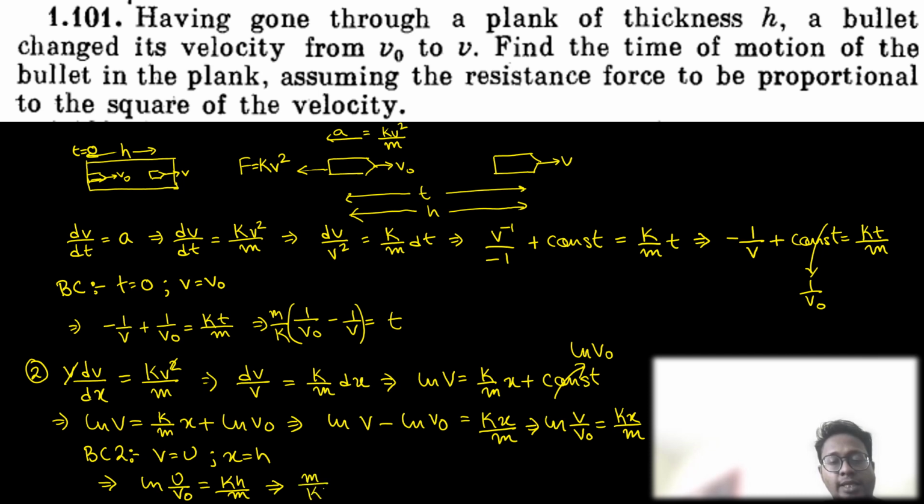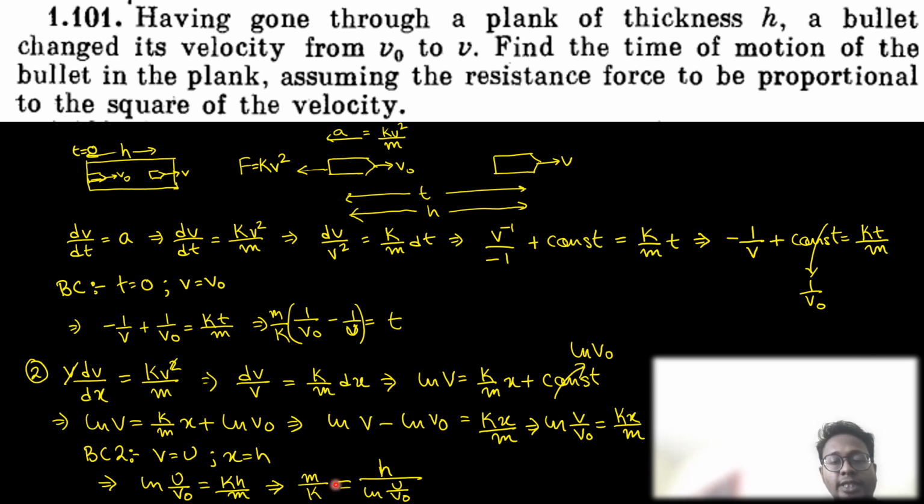m by k is equal to 1 by ln v by v naught. This is nothing but v, the velocity at time t, is equal to v. So here, the value of m by k is nothing but h by... if I send the h to the right hand side, it will get cancelled from here. I just send the h from here to here.